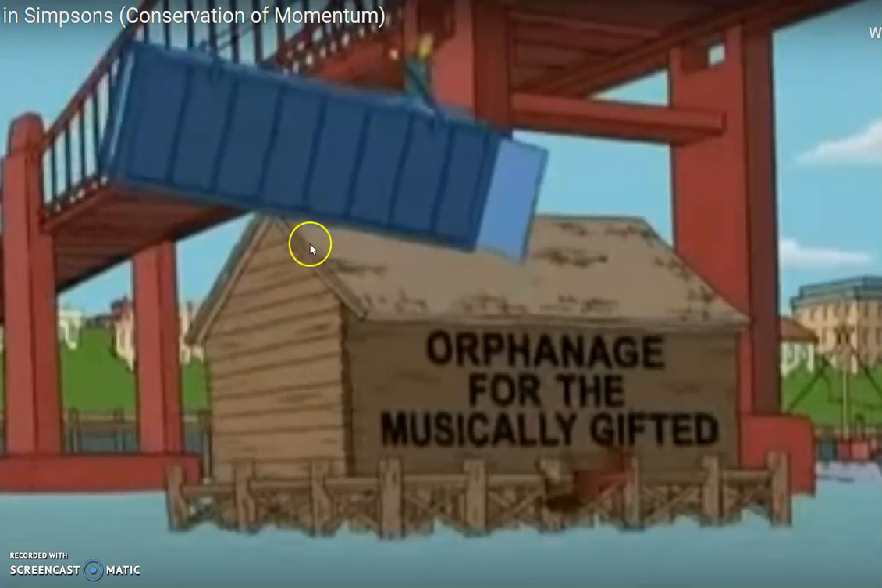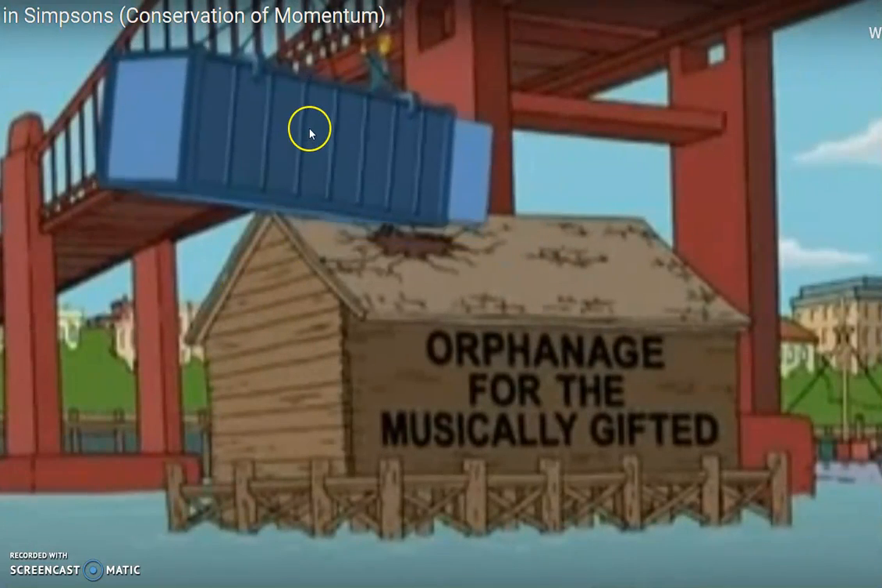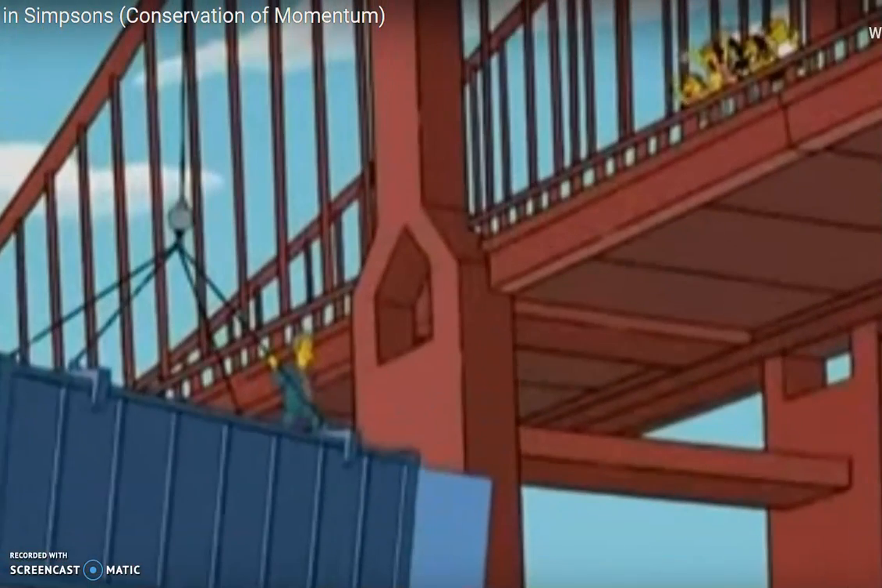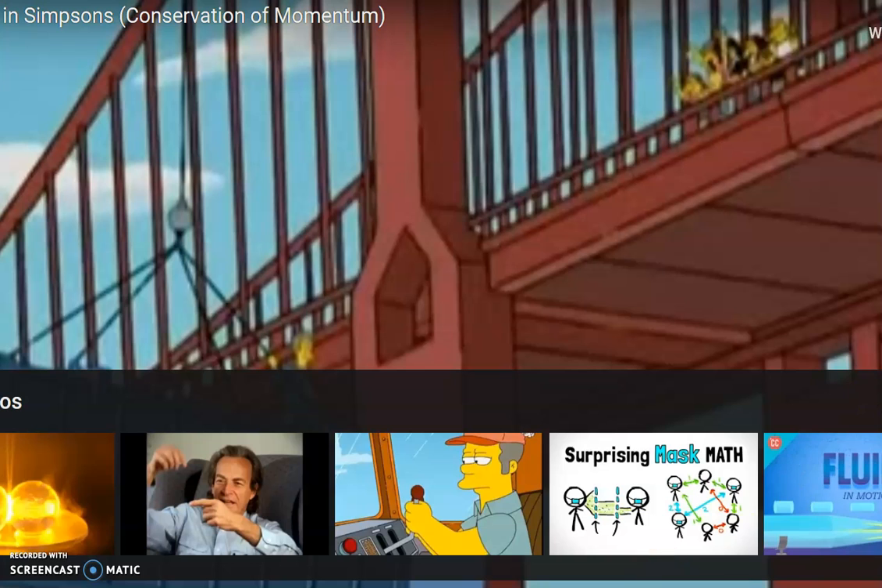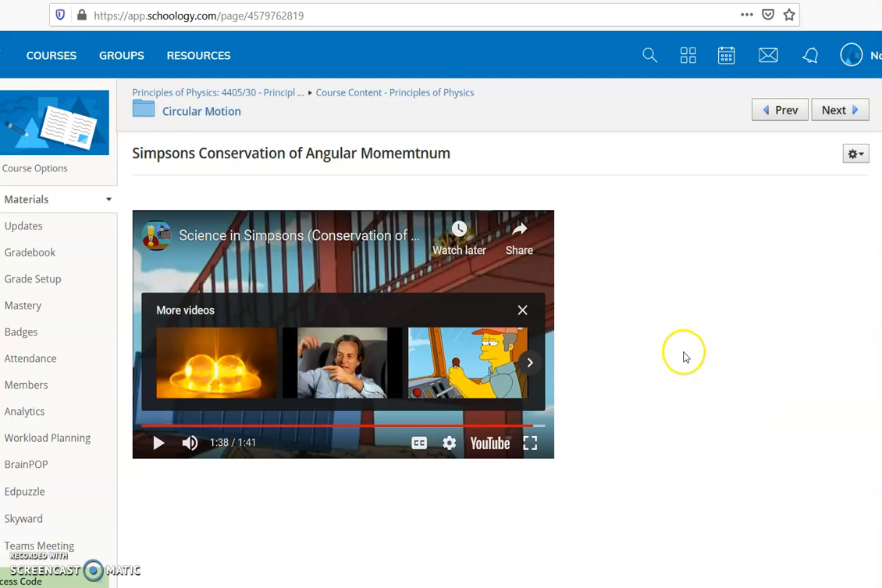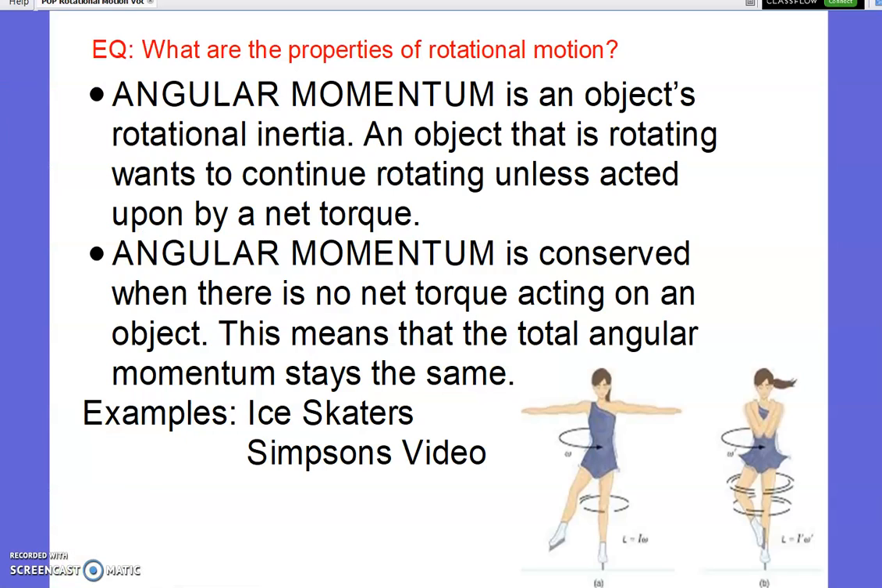So what we see is by running in one direction, the container has to spin in the other direction to compensate for it. And that's the conservation of angular momentum. The total momentum was 0 in the beginning and must stay 0 at the end, so the container must spin in the opposite direction to cancel out Principal Skinner's angular momentum in the other direction.